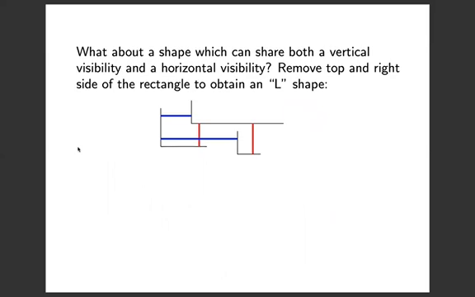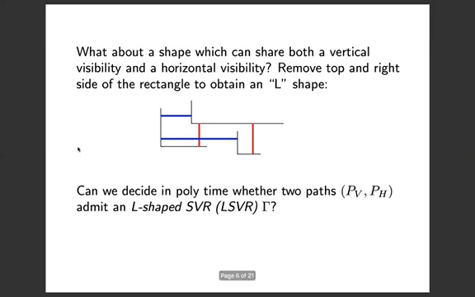Okay, so what if we start considering a shape that does not have the property where two shapes cannot share both a horizontal and a vertical visibility? So what we're going to do is take the rectangle, remove the top and the right-hand side of the rectangle, and we're going to be left with this L shape. And these can be nested, so this is going to be a more difficult problem to solve. And that's what's going to take up the rest of the talk. And so formally, the question is, can we decide in polynomial time whether these two paths, PV and PH, admit what we're calling an L-shaped SVR, or an LSVR for short?